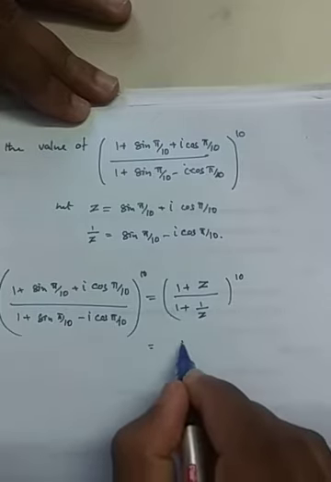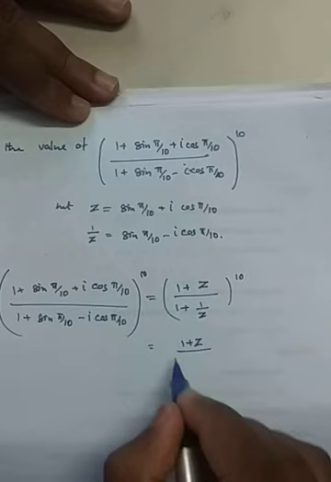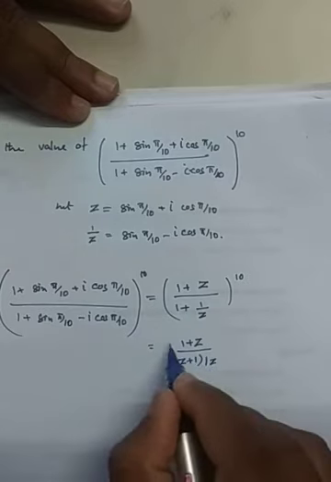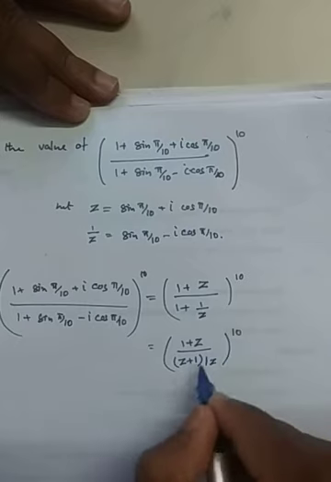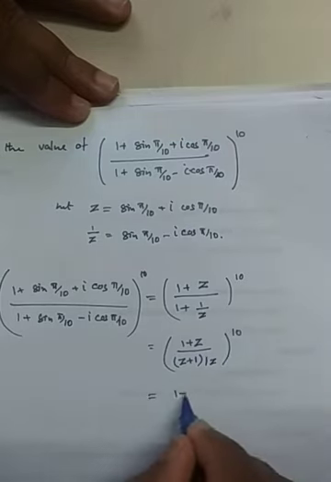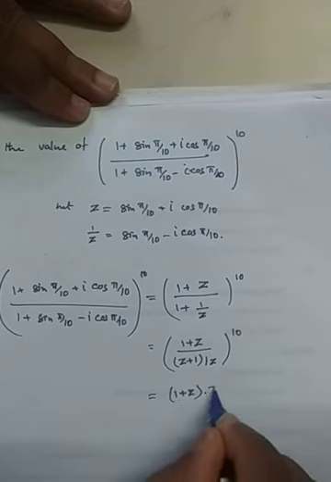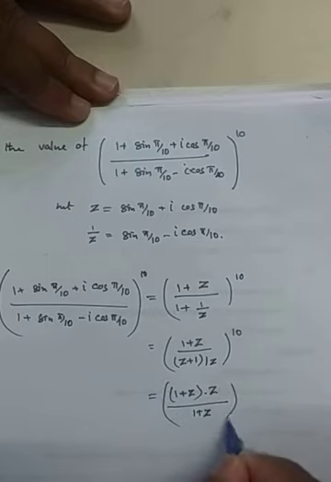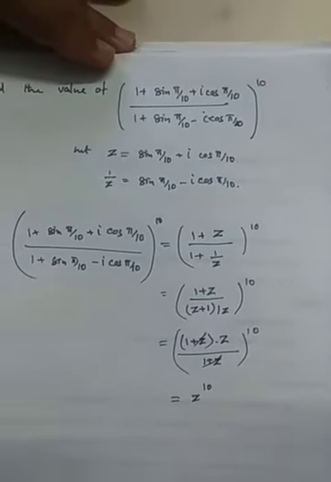So now cross multiply: 1 plus z divided by (z plus 1 divided by z), the whole power 10. The denominator of the denominator goes to the numerator. Therefore it is (1 plus z) into z divided by (z plus 1), the entire thing to the power 10. So now this gets cancelled, and we are getting z power 10. Okay, so this is what is coming.